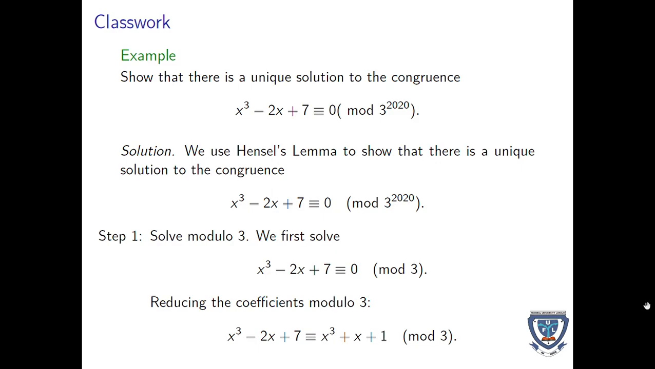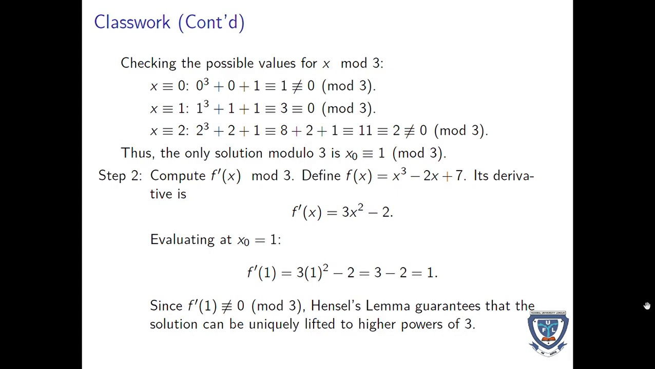Moving forward, let's look at another example to show that there is a unique solution to the congruence x cubed minus 2x plus 7 equal to 0. And the modulus is 3 raised to power 2020. We will use our Hensel's lemma to show that there is a unique solution to the congruence. Step 1, we solve for modulo 3, and don't forget 3 is the base, so you're going to check for 0, 1 and 2 at most.